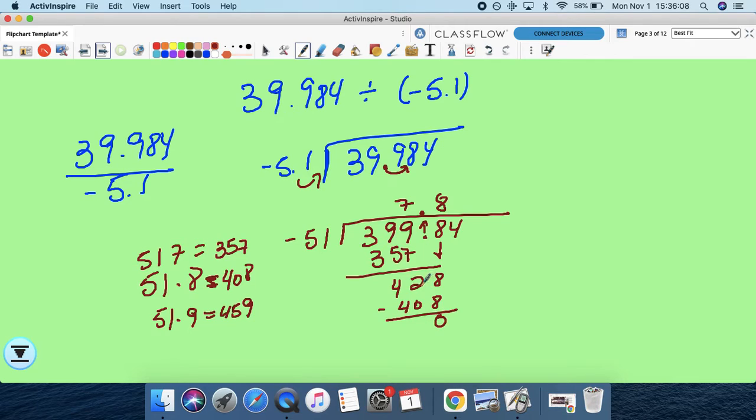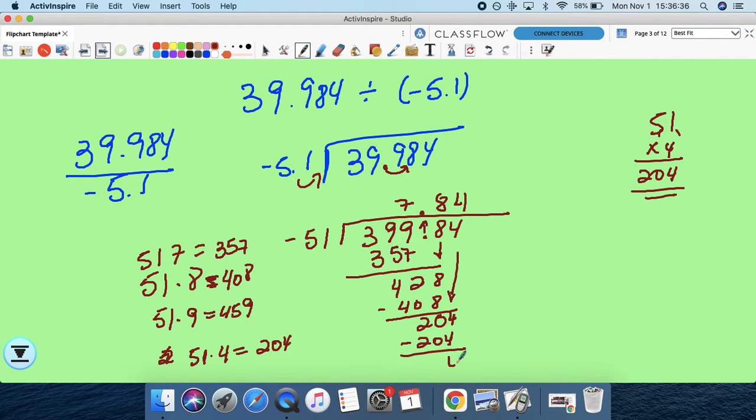8 minus 8 is 0. 2 minus 0 is 2. And bring the 4 down. How many times can 51 go into 204? Let's try 51 times 4. 51 times 4 is 204. So that works. So we're going to put a 4 here. 4 times 51. So if you think about it, 4 times 1 is 4. 4 times 5 is 20. Nice. 204. So we write 204. Subtract. And we have 0. No remainder. So the quotient is negative 7.84 because a positive divided by a negative is a negative.